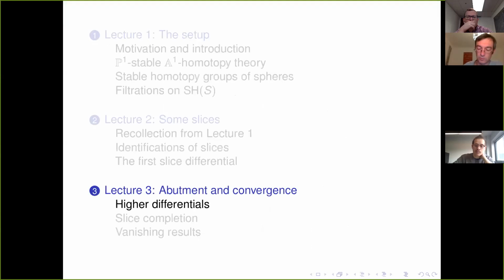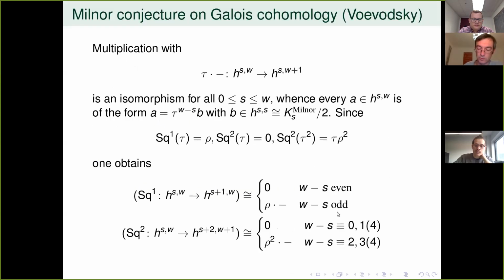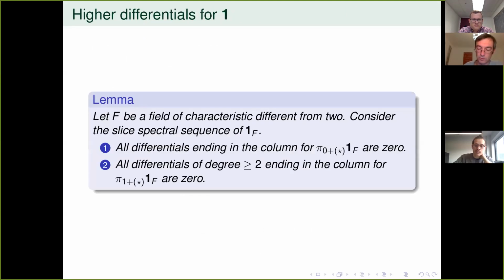So square two comes up here on the E2 page. For example, if we look at this guy here, the kernel of multiplication with square two, and we want to know whether there's a d2 differential hitting the first column, we want to have some control over the kernel of square two. And the kernel of square two is then the kernel of multiplication by rho squared. And there's a very convenient theorem due to Orlov, Vishik and Voevodsky coming up.